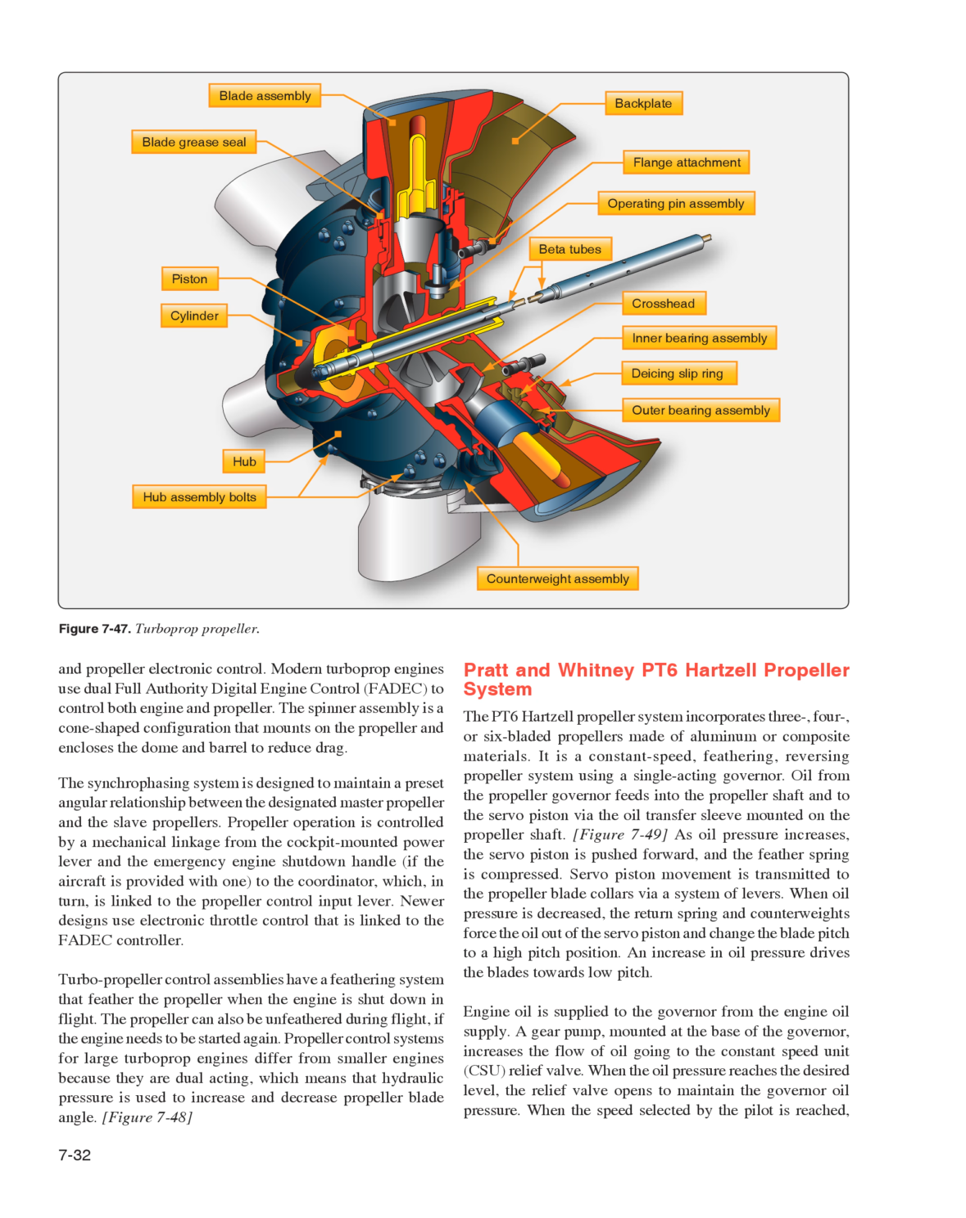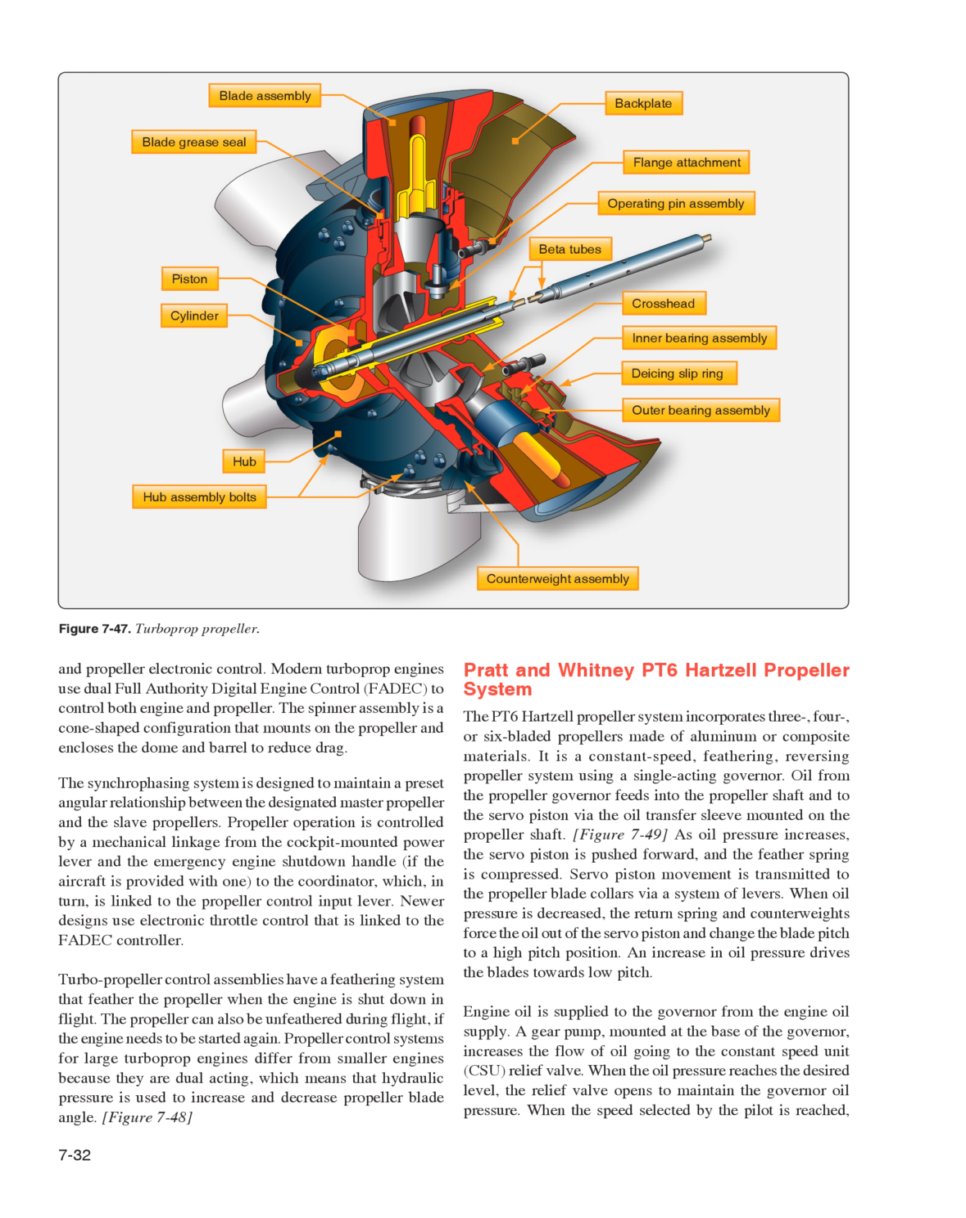The propeller can also be unfeathered during flight, if the engine needs to be started again. Propeller control systems for large turboprop engines differ from smaller engines because they are dual acting, which means that hydraulic pressure is used to increase and decrease propeller blade angle. Figure 748, system. The PT6 Hartzell propeller system incorporates 3, 4, or 6-bladed propellers made of aluminum or composite materials.